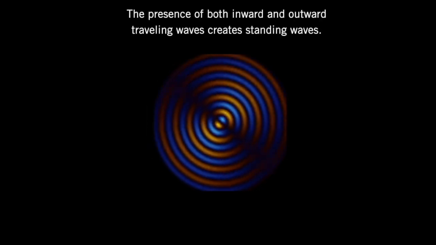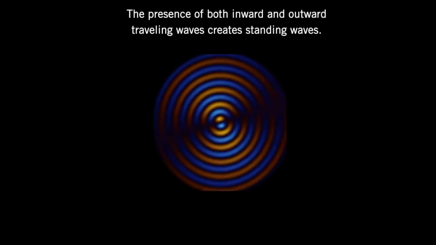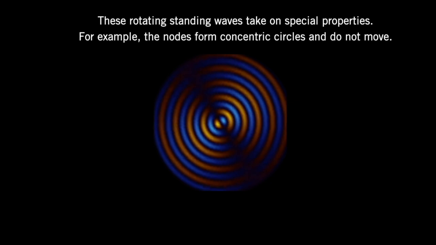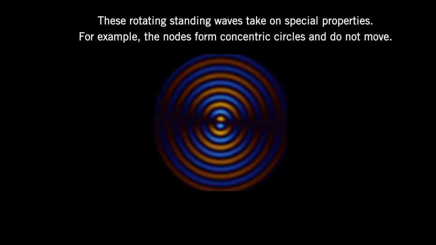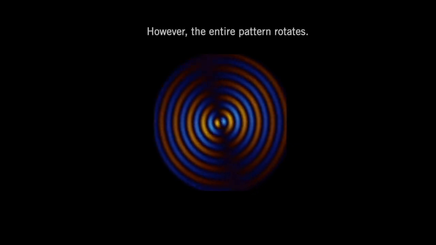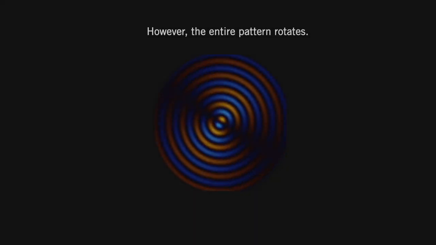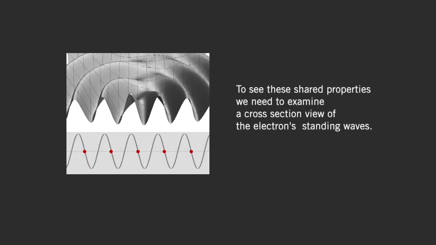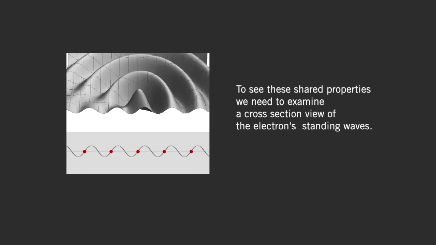The presence of both inward and outward traveling waves creates standing waves. These rotating standing waves take on special properties. For example, the nodes form concentric circles and do not move. However, the entire pattern rotates. Shown here is a two-dimensional representation of an electron's standing wave structure. It possesses the same fundamental standing wave properties that we looked at earlier. To see these shared properties, we need to examine a cross-section view of the electron's standing waves.